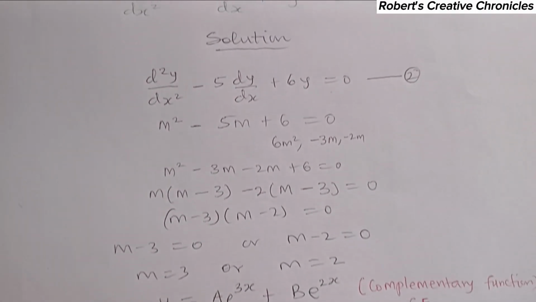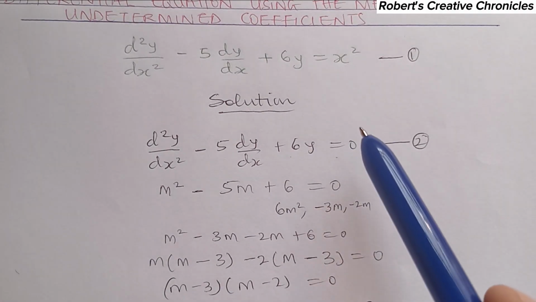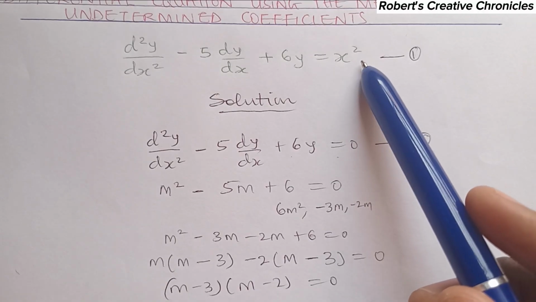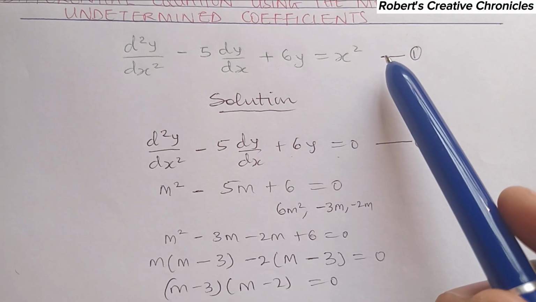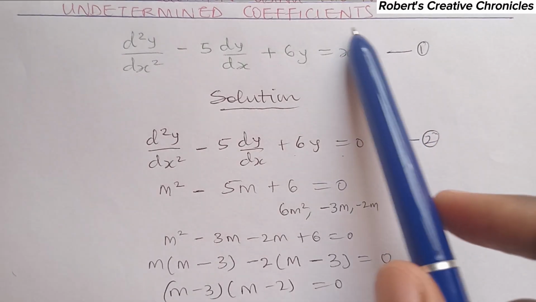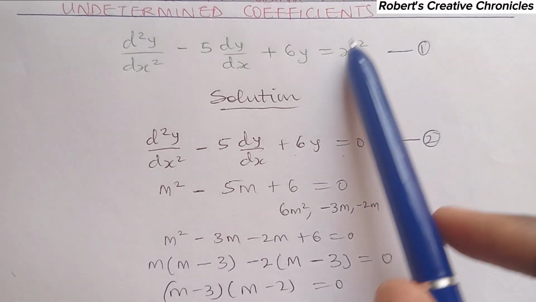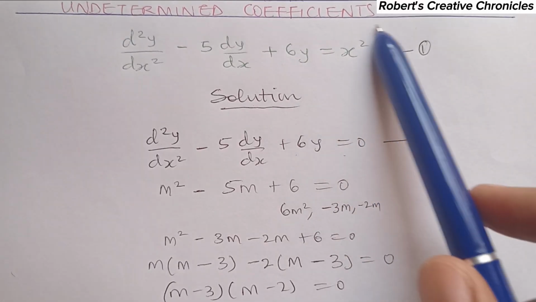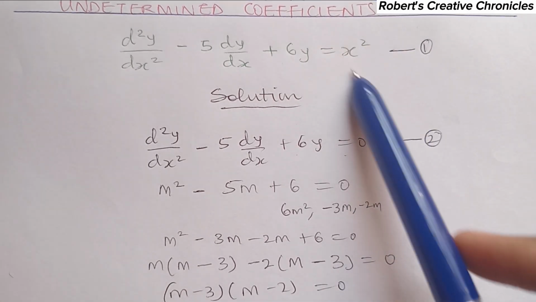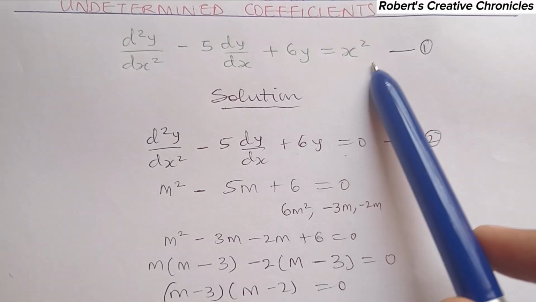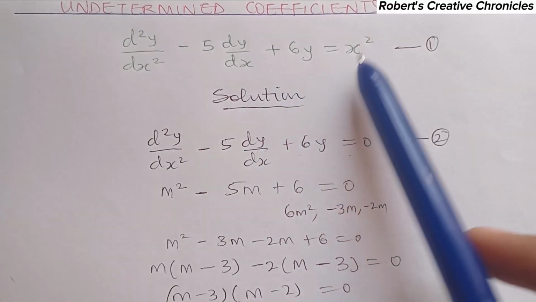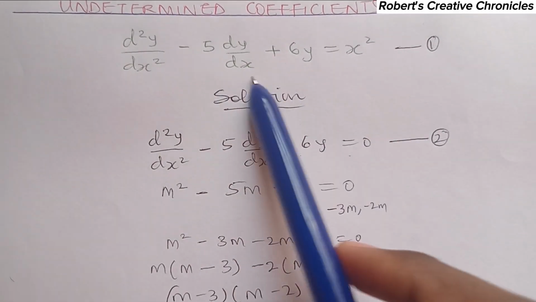Now, to find the particular integral, we are going to assume the general form of the function on the right hand side, which is x squared. Then we'll substitute this in the equation and compare the coefficients. The particular integral depends on the function on the right hand side. This is a quadratic, so we'll equate it to the general form of a quadratic, and after that we'll substitute it and its derivatives into this equation and compare the coefficients.